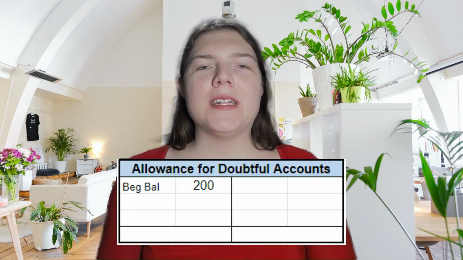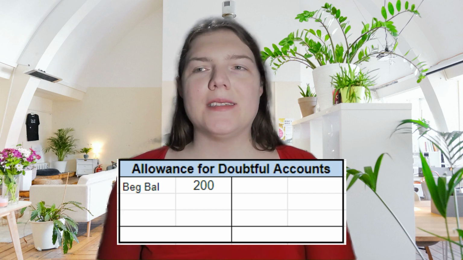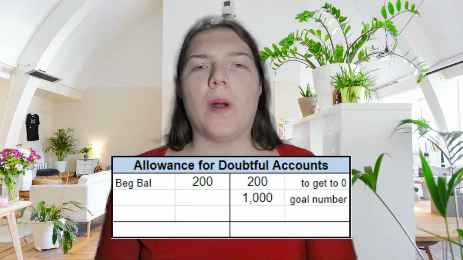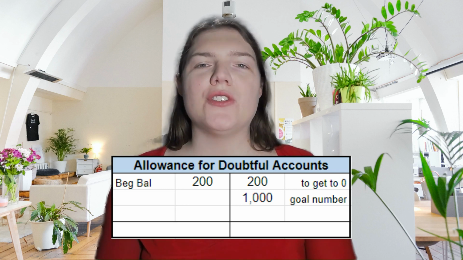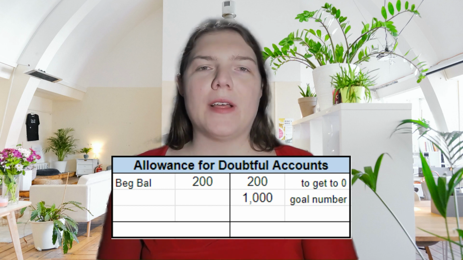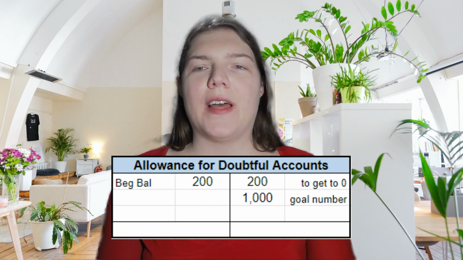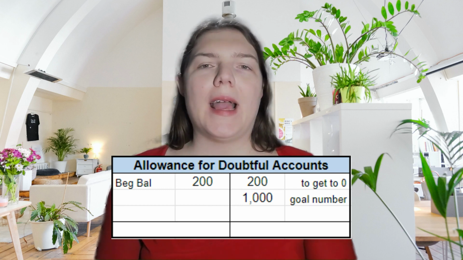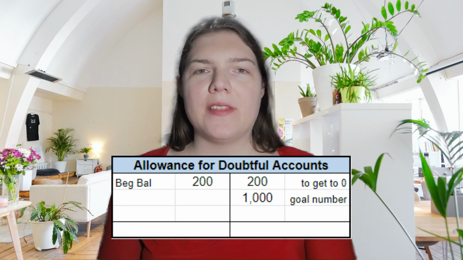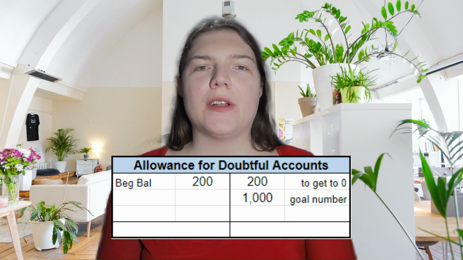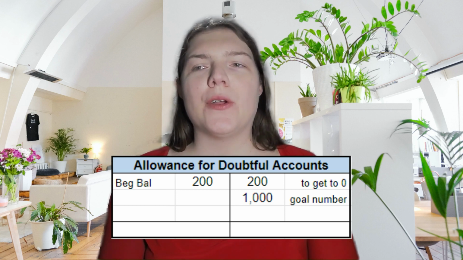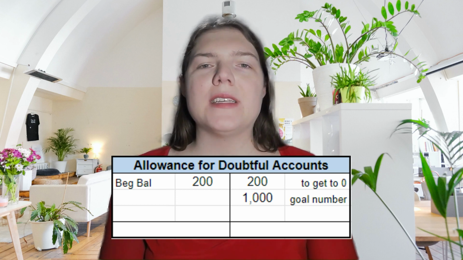Let's say, for example, instead of having a $200 credit balance, we had a $200 debit balance. To get our allowance to the $1,000 credit balance we want, we have to credit $200 just to get to zero, then another $1,000 to get to the required $1,000 credit balance. So we add them together. $200 plus $1,000 equals $1,200 bad debt expense. Very important, always pay attention to whether the current balance in allowance for doubtful accounts is a debit or a credit.